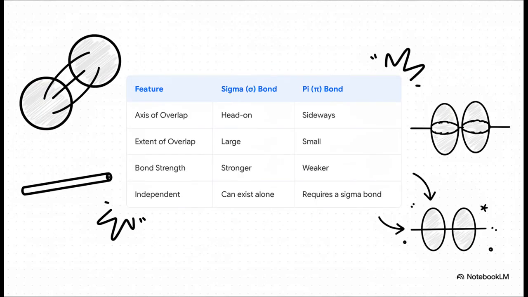This table breaks down the differences really well. Sigma bonds have that big head-on overlap, so they're stronger. Pi bonds have that weaker sideways overlap, so they're not as strong. But the real takeaway, the most important part, is right there in that last row. A sigma bond can exist all by itself. It is a single bond. But a pi bond can never exist alone. It's always an add-on to an existing sigma bond, and that's how you get double and triple bonds.